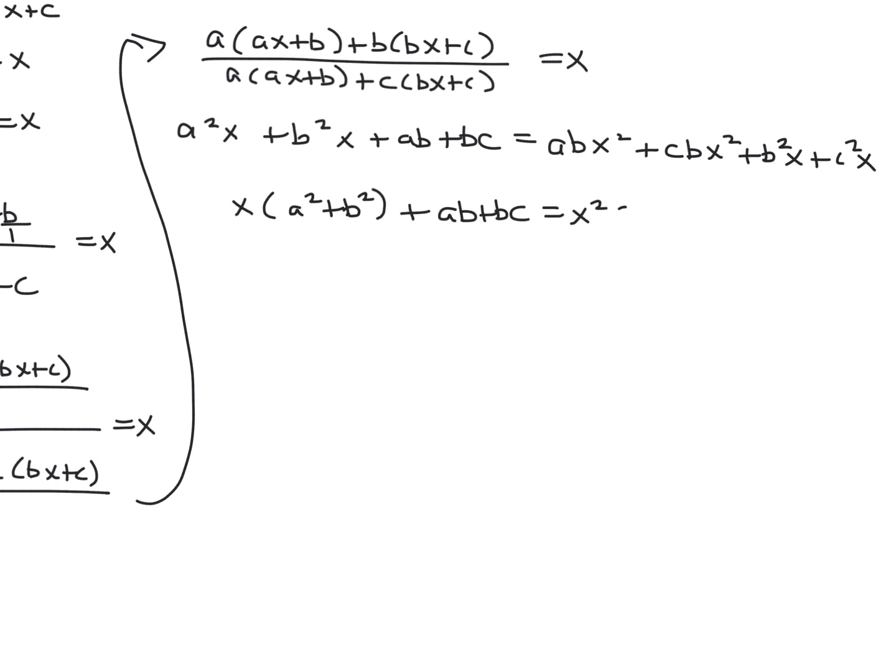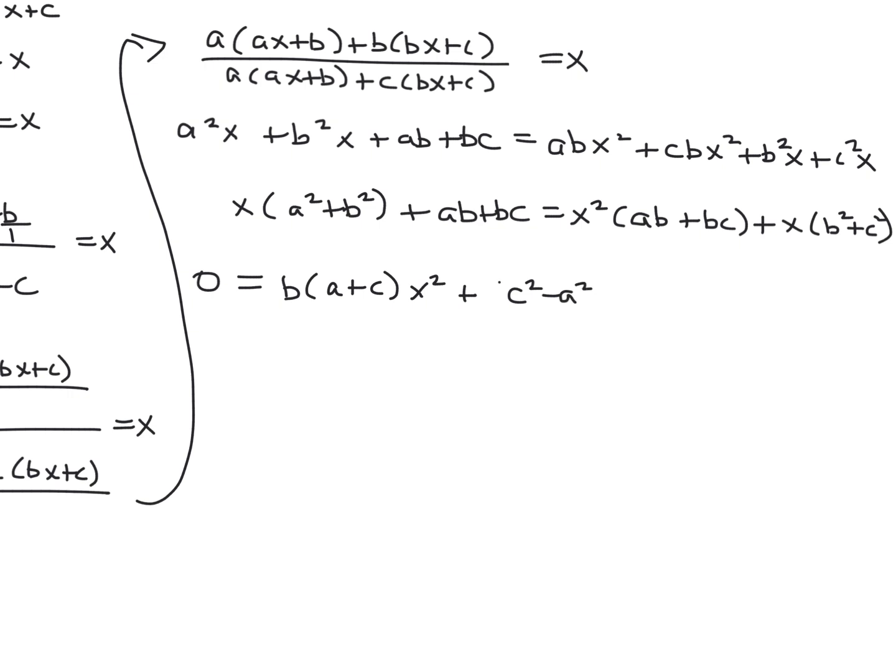And then I got an x squared here. AB plus BC. And I think I can factor out, what can I factor? An x. B squared plus C squared. Let's see here. Should I put everything on one side? Yeah, I think so. And if I put everything on one side and factor further, I'll have a plus c x squared, and then I'll have c squared minus a squared, and then I can have another factor.